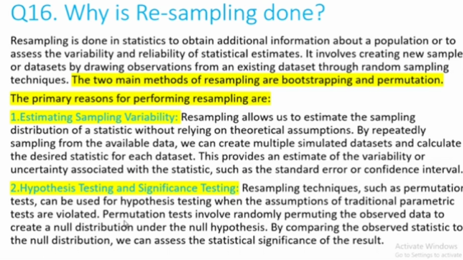Number 2, hypothesis testing and significance testing. Resampling techniques such as permutation tests can be used for hypothesis testing when the assumptions of traditional parametric tests are violated. Permutation tests involve randomly permuting the observed data to create a null distribution under the null hypothesis. By comparing the observed statistic to the null distribution, we can assess the statistical significance of the result.